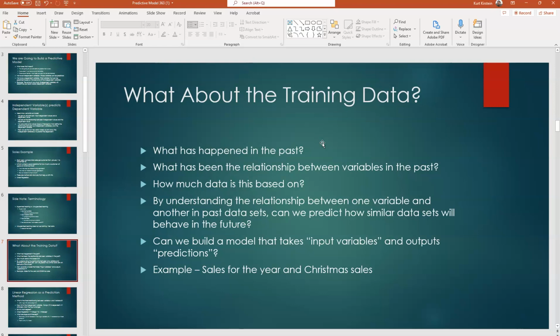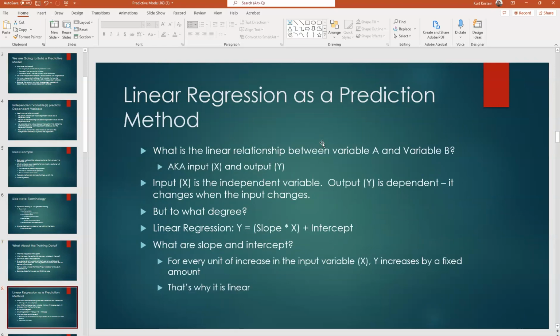So what has been the relationship between the variables in the past is what we want to know. How much data is this based on? We don't want huge amounts of data, but we also don't want a small amount of data where our model isn't going to be very reliable. By understanding the relationship between one variable and another in past data sets, can we predict how similar data sets will behave in the future? So can we build a model that takes input variables and outputs predictions? And this is the example that we were talking about earlier, sales for the year and Christmas sales.